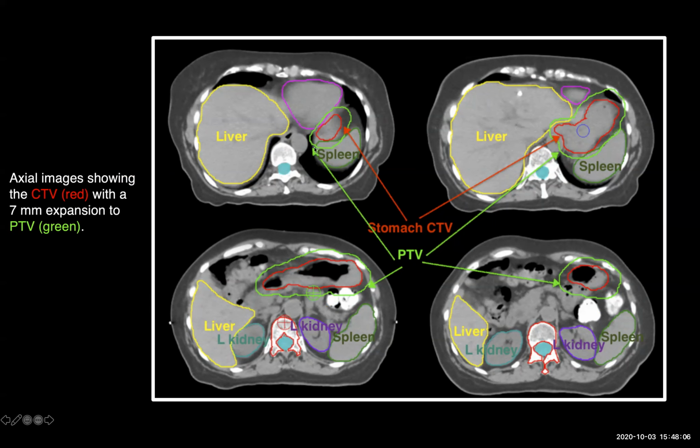Another tip while we are putting our PTV is to shy away from including the heart in the PTV because eventually when you're planning, invariably a dose will end up covering here at least 90% of your stomach. So there is no need in your PTV to include the heart.